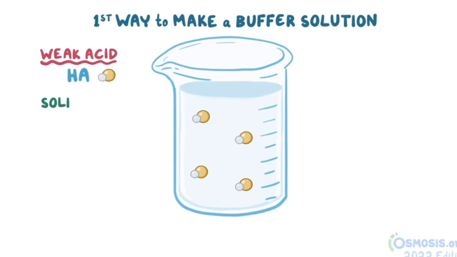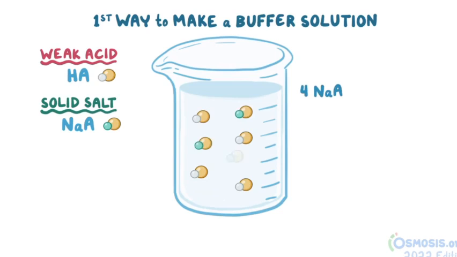Next, we add a solid salt, NaA. When NaA dissolves in water, it turns into the Na+ ion and the A- anion. So, if we add 4 particles of NaA to the aqueous solution of HA, they will dissociate and form 4 Na+ ions and 4 A- anions.